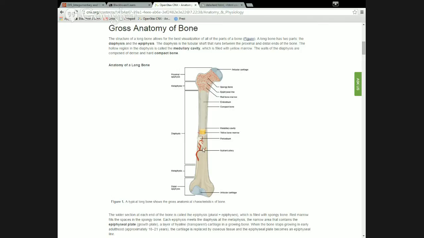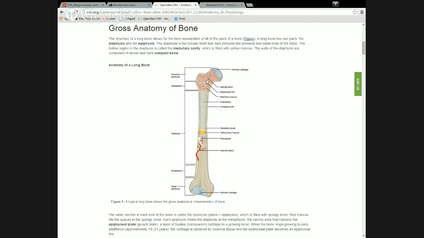The empty space in the middle of the bone is filled with bone marrow. In the diaphysis for an adult, the bone marrow is yellow, which means that it's adipose tissue. And in some bones, the bone marrow is red in the epiphyses, and it's red because it's making blood cells, the majority of which are red blood cells. So it has a reddish color to it.